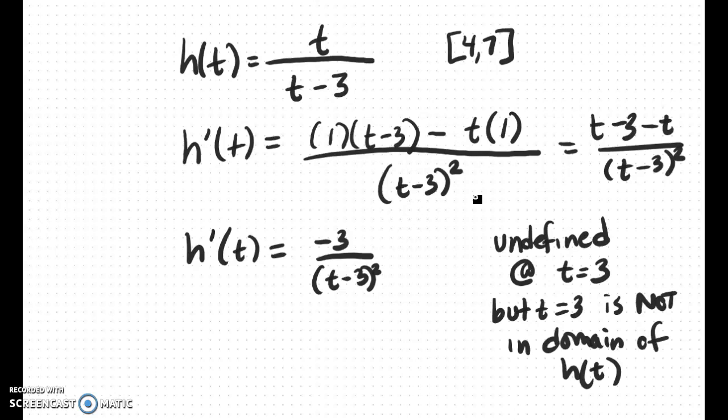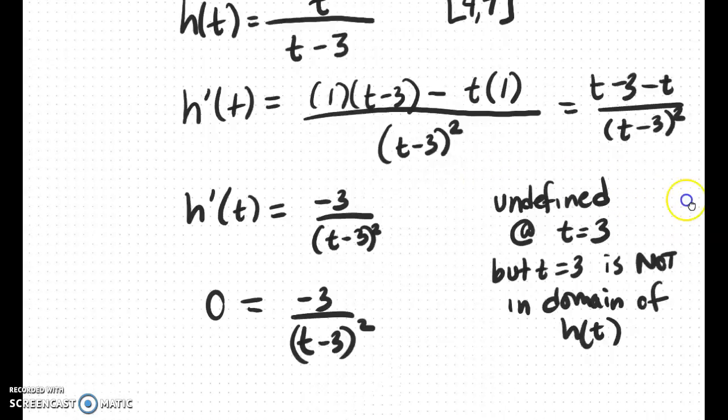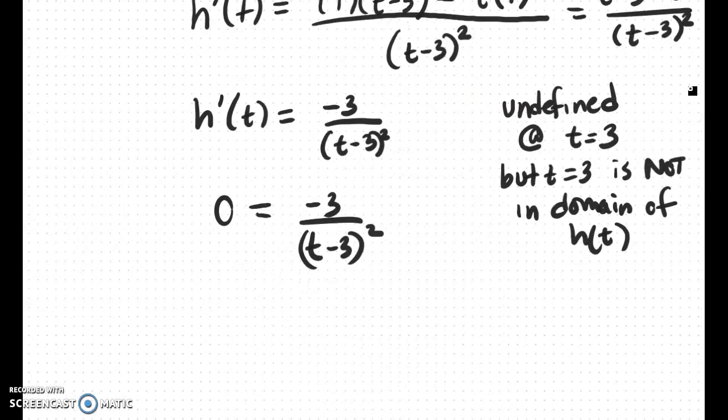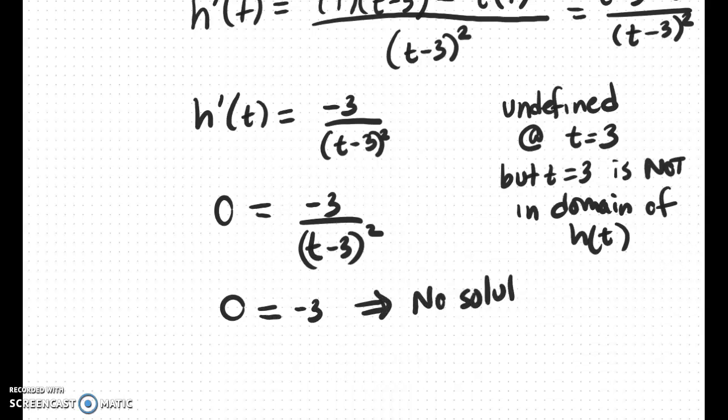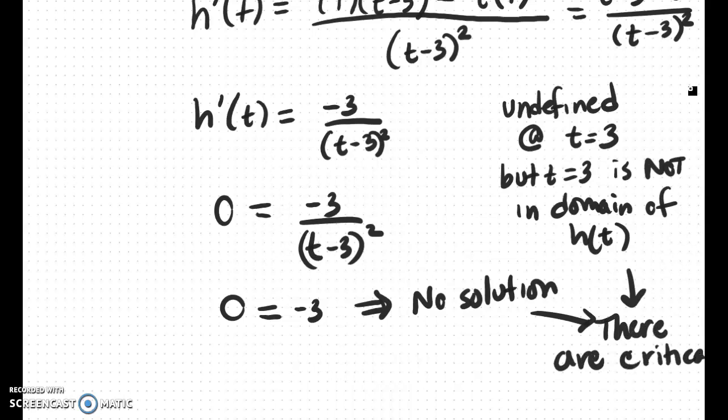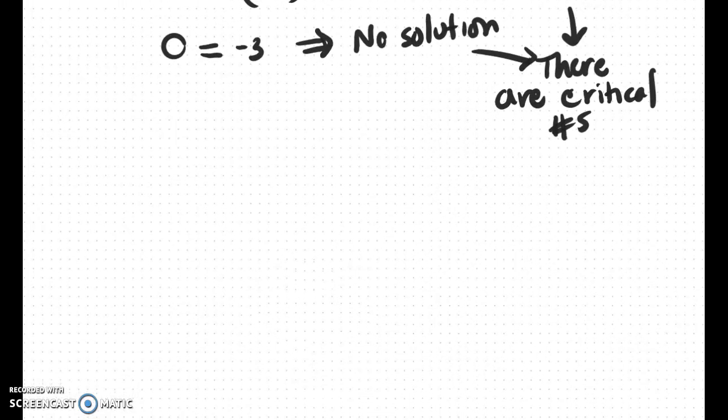And then also, if I set this equal to 0 and solve for t, I would multiply both sides by this denominator, and I would get this, which has no solution. So because of this and this, there are no critical numbers. So we only need to check the endpoints. So check the endpoints.